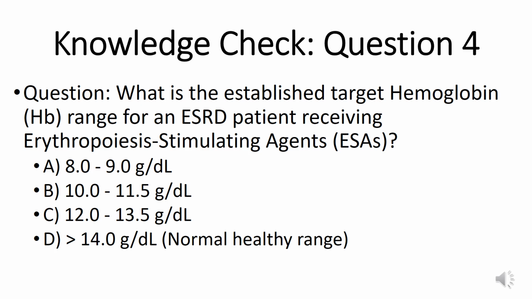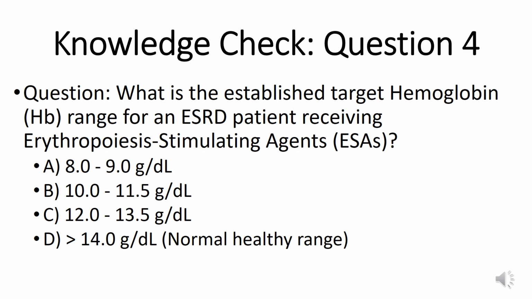Higher hemoglobin targets have been associated with increased risks of hypertension, vascular access thrombosis, stroke, myocardial infarction, and other cardiovascular events. For this reason, hemoglobin concentrations above 13 grams per deciliter are generally avoided during erythropoiesis-stimulating agent therapy. Now let's review the other options.